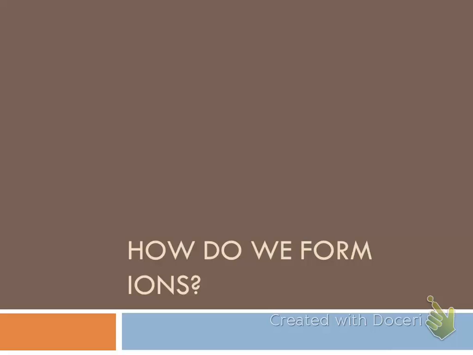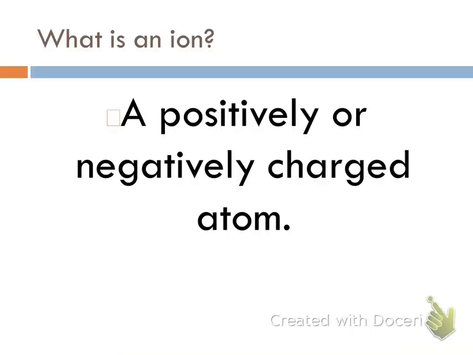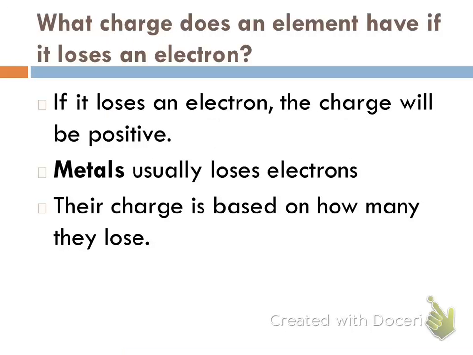To first start to answer this question, we answer by saying an ion is simply a positive or negatively charged atom. Now, the next couple of slides that we're going to go through, we're going to actually discover why it is that it is positively charged or negatively charged. What happens that's going to cause this charge to form?